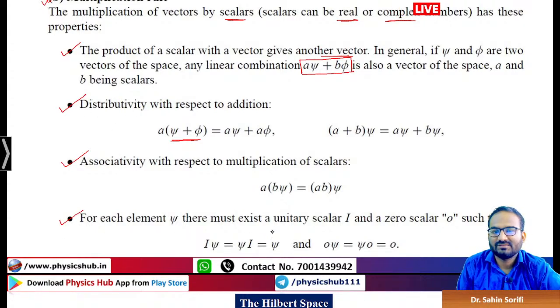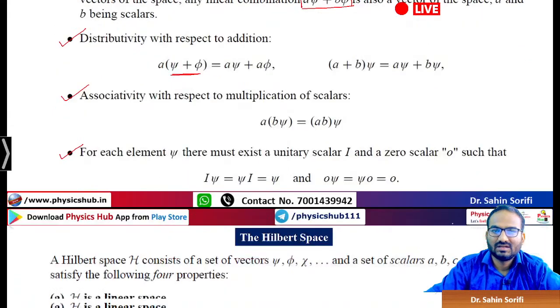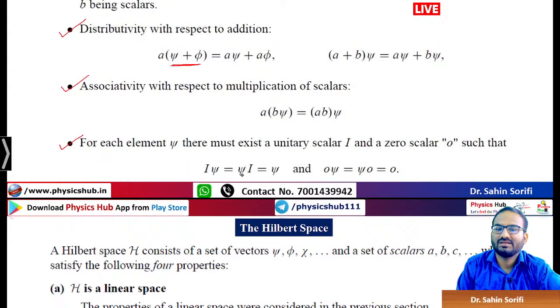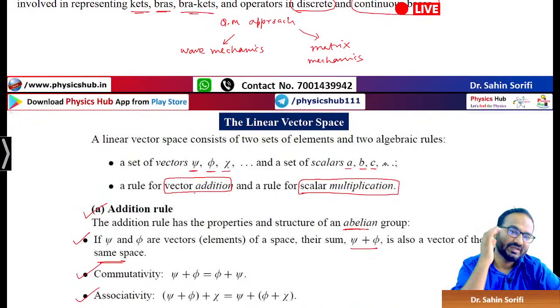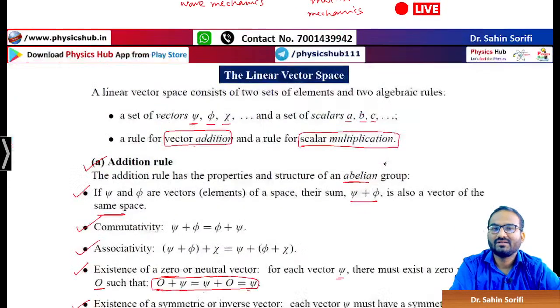For each element psi, there must exist a unitary scalar I and a zero scalar O such that I psi is equal to psi I is equal to psi. So it is similar to the identity matrix, isn't it? And this is like the null matrix, 0 psi, psi 0 is equal to 0. So these are some properties of the linear vector space. If these properties of vector addition and scalar multiplication are followed, then we can say that the corresponding space is a linear vector space.